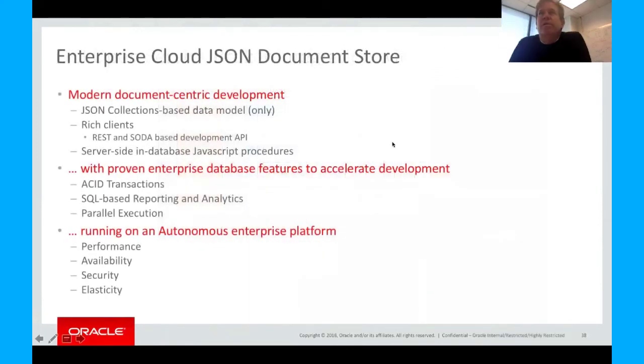Another one that is soon to be released is an enterprise cloud JSON Doc Store. And basically what they wanted to do is build a modern document-centric development environment, REST or SODA-based APIs, which would include server-side in-database JavaScript procedures. And what they were going after was basically an enterprise database that provides ACID transaction properties and SQL-based reporting for analytics and parallel execution. So ultimately, truly an enterprise class database, which is the autonomous platform, which also provides elasticity, ingrained security, performance, and availability on Exadata.